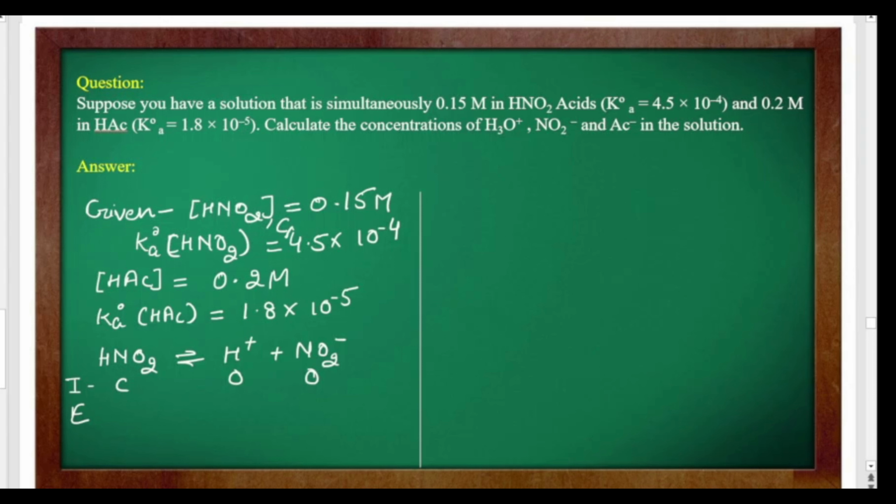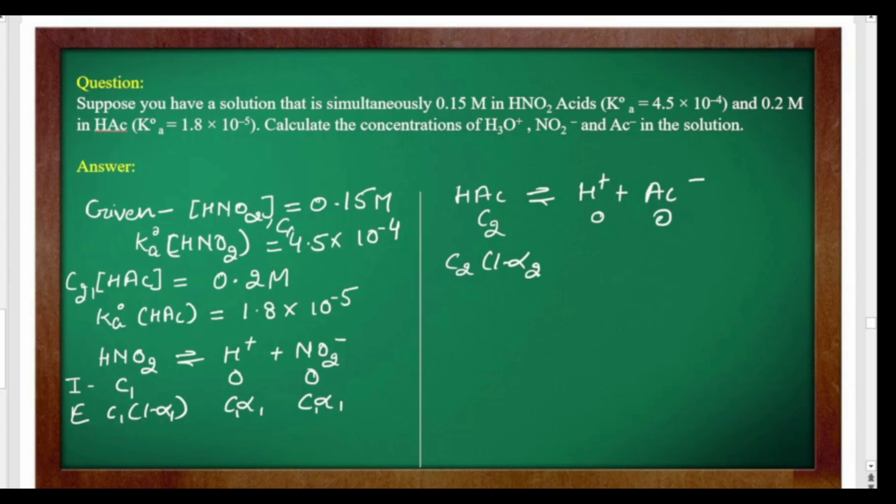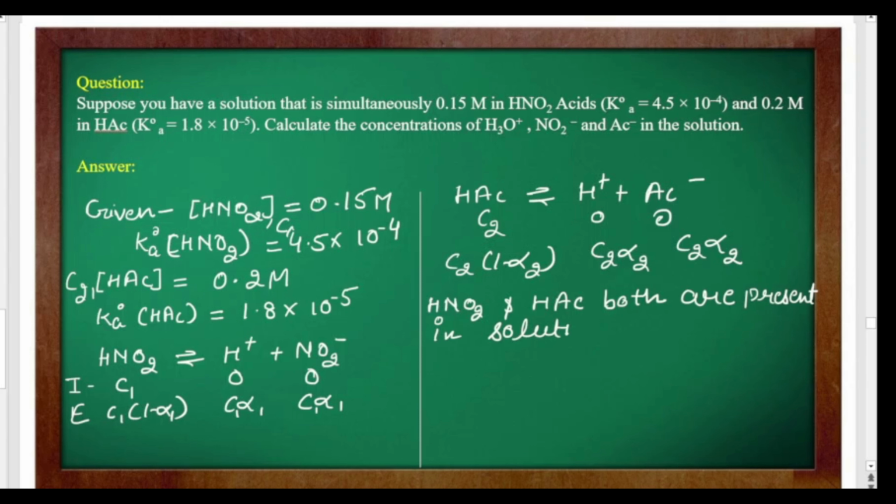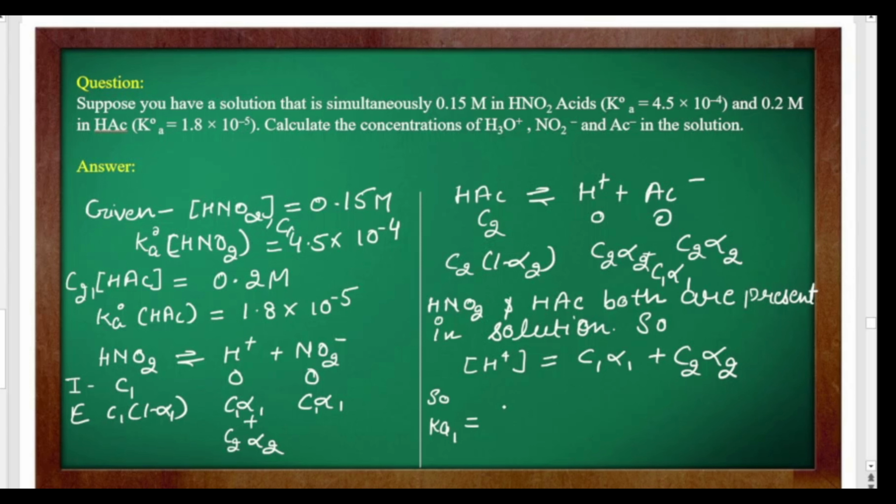The reaction that occurs in solution is that nitrous acid dissociates and gives hydrogen and nitrite ion, in which nitrous acid equilibrium concentration is C1 multiplied by 1 minus alpha 1, hydrogen ion concentration is C1 alpha 1 and nitrite ion concentration is C1 alpha 1. Acetic acid dissociates and gives hydrogen and acetate ion, whose equilibrium concentrations are C2 multiplied by 1 minus alpha 2, hydrogen ion concentration is C2 alpha 2 and acetate ion concentration is C2 alpha 2. Total hydrogen ion concentration in solution is the sum of C1 alpha 1 and C2 alpha 2.